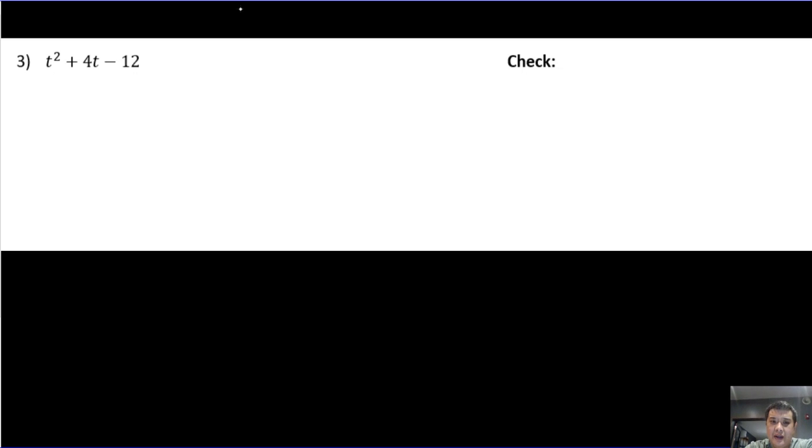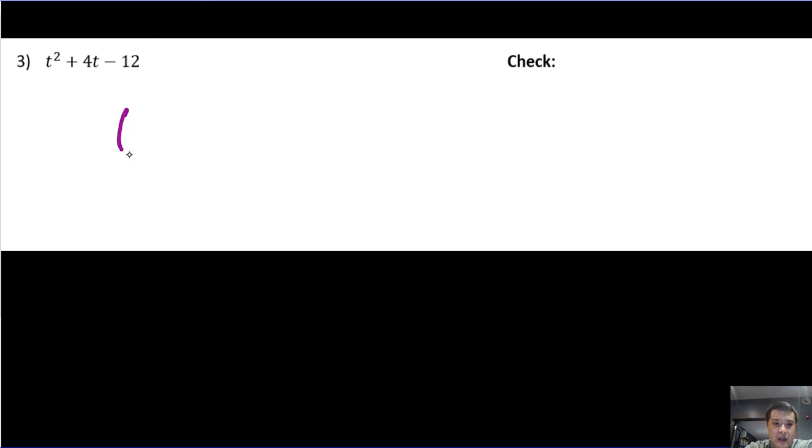Here we have a negative c. So now we need to find two numbers that multiply to negative 12 and add up to 4. One has to be positive and one has to be negative, because that's the only way you can multiply to a negative number. The number that has the higher value has to be the positive number, because we end up adding them together, getting a positive number.